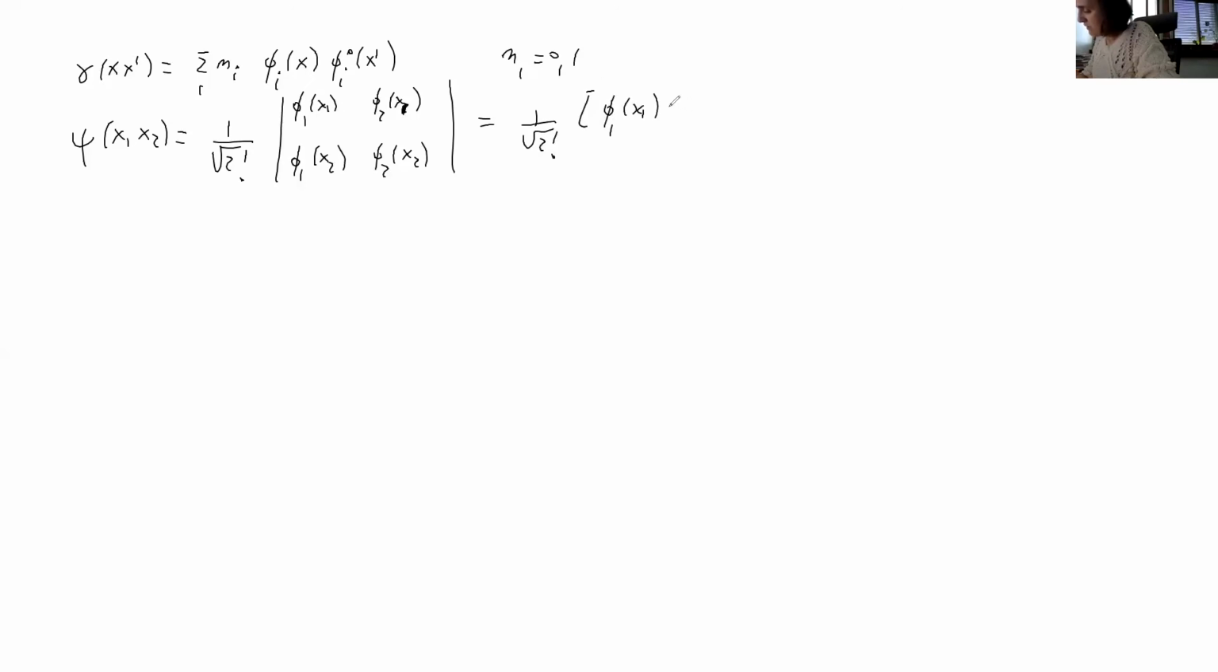So I calculated the determinant now. Right, and now I want to calculate the corresponding density matrix. So my density matrix is equal to, I take the definition, I have n as prefactor, so n is equal to 2 in my case.